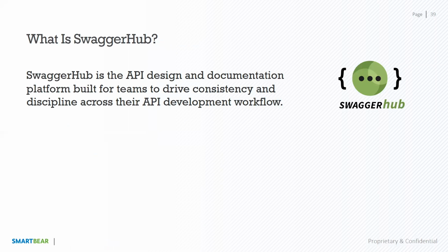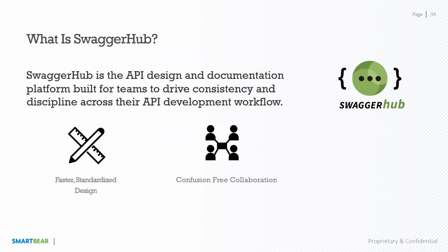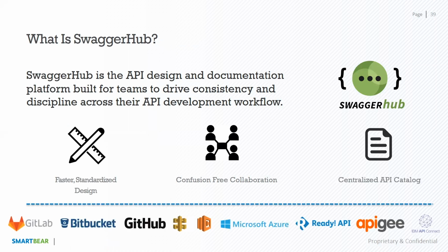We also have a tool like Swagger Hub, which you can think of as an API development platform for your design and documentation needs. The cool thing is it's built for collaboration, right? So it's built for sharing your definition across your team.